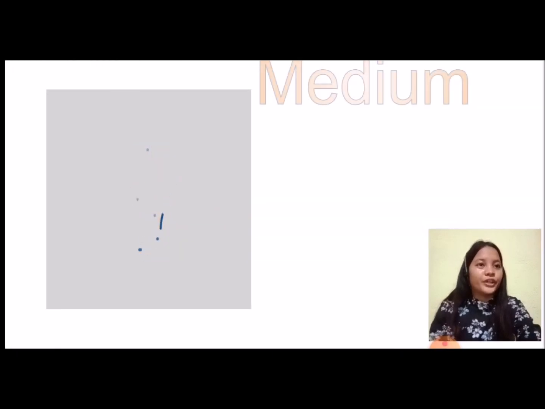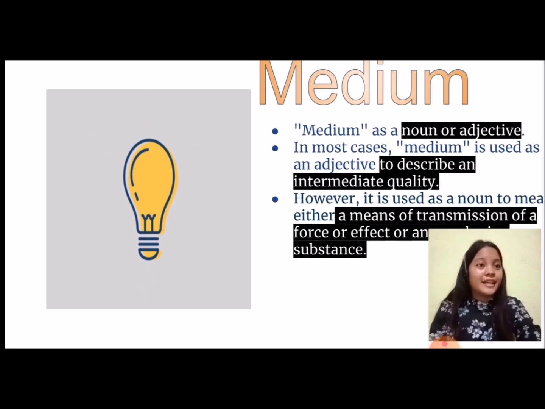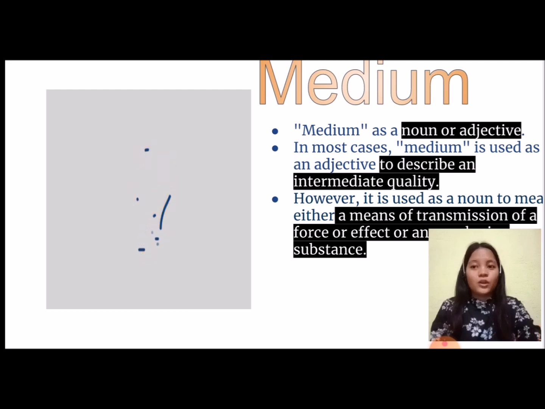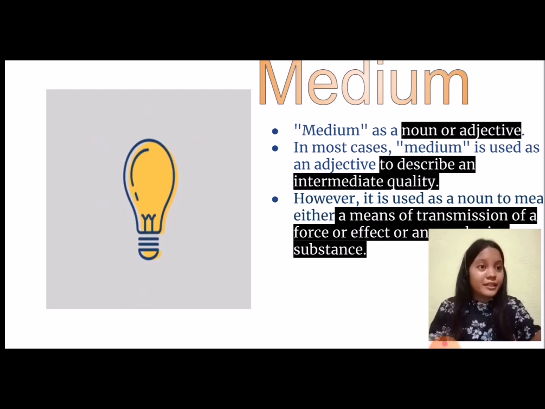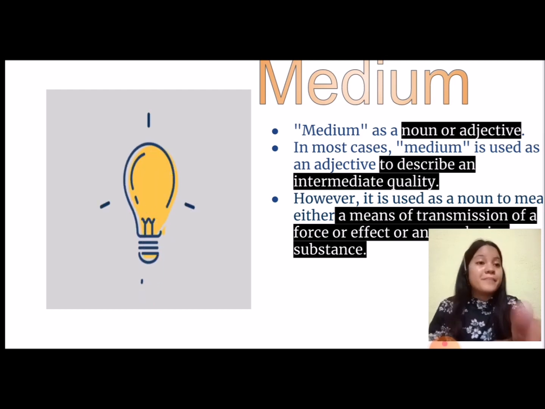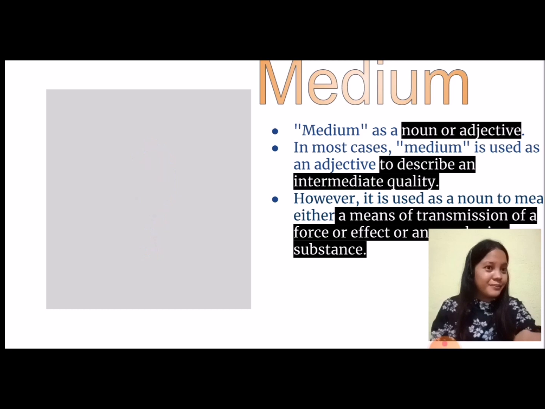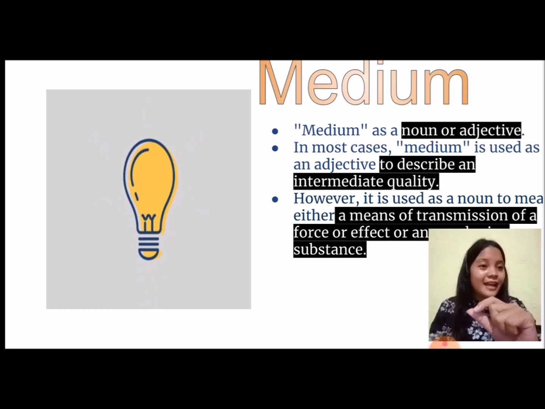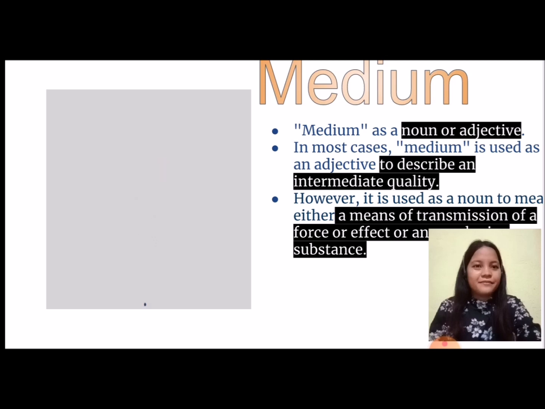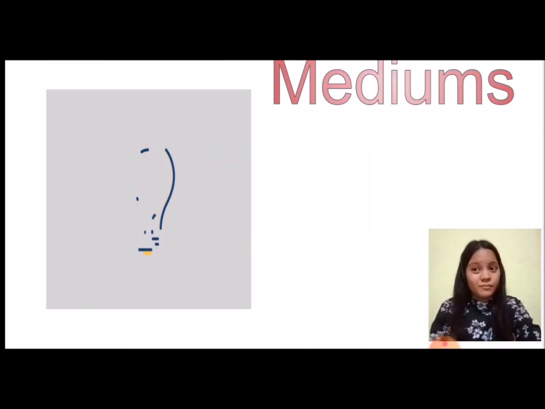Next, we have the word medium. So it can function as a noun or an adjective. In most cases, it is used as an adjective to describe an intermediate quality. Yeah, medium size, for example. However, as a noun, its meaning is a means of transmission of a force or effect or an enveloping substance. So I'm gonna give you an example. The sound travels through the medium of the air. We don't say through the media of the air, because here we used medium as a word related to science. Got it?